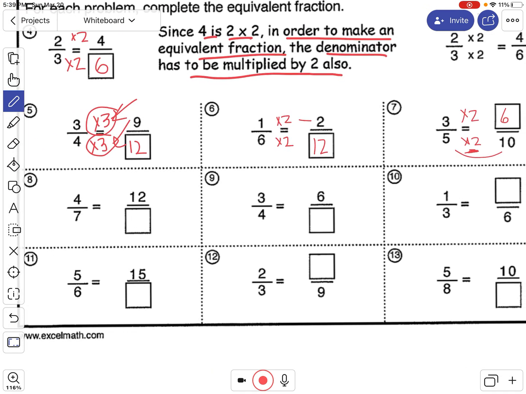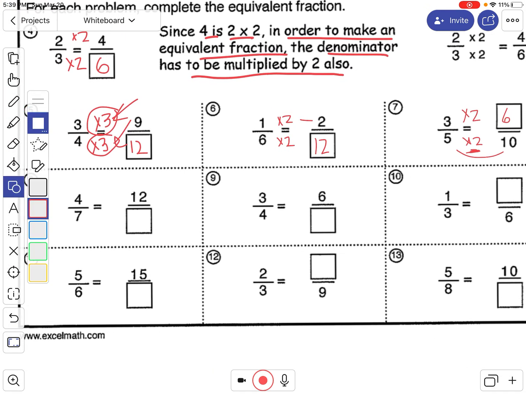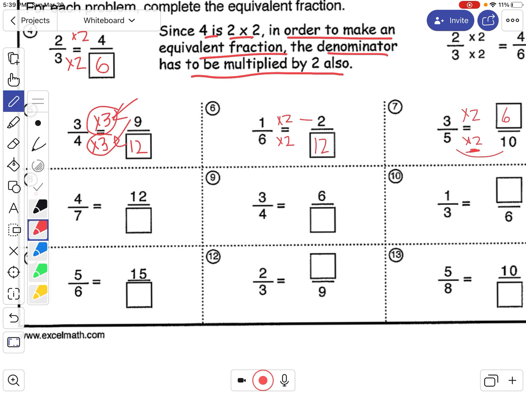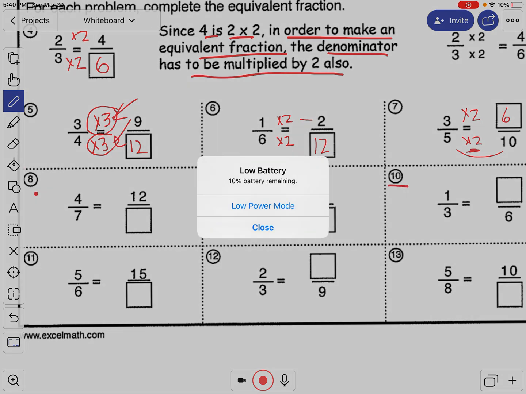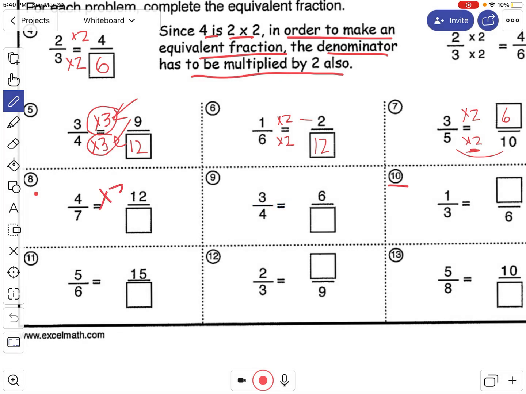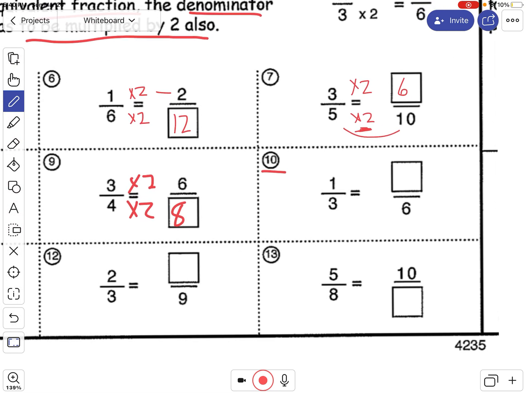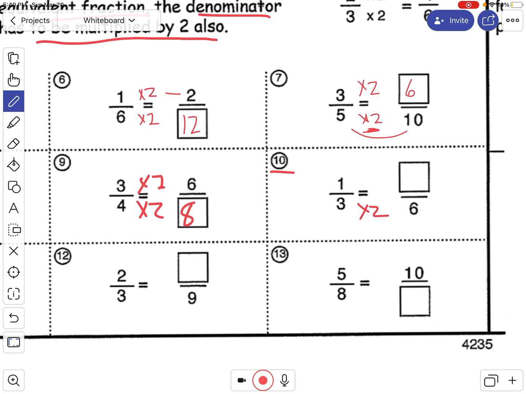Okay, I want you to pause the video and do 8, 9, and 10. Do 8, 9, and 10 for me right now. And then turn it back on when you're ready. So here we're going to go to 4 times 3 is 12. So 7 times 3 is 21. 12/21 is the same thing as 4/7. 3 times 2 is 6, and 4 times 2 is 8. Woohoo! And then over here, 3 times 2 is 6, and so 1 times 2 is 2.